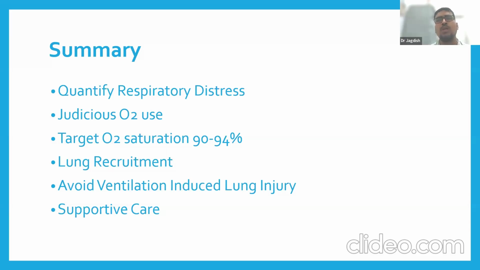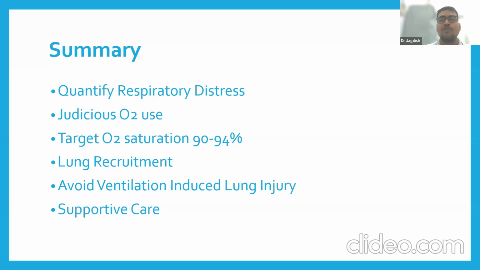Then the second point, what is most important, use oxygen judiciously: less than 2 liter is low flow oxygen, more than 2 liter is high flow oxygen. But whenever you are using more than 2 liter of oxygen, it should always be heated and humidified. Third point, the target oxygen saturation for a term or preterm should be 90 to 94%. So as a nursing officer, please set your pulse oximeter alarm limits from 88 to 95 or 96 maximum, so that most of the time the baby is in between the 90 to 94 range.